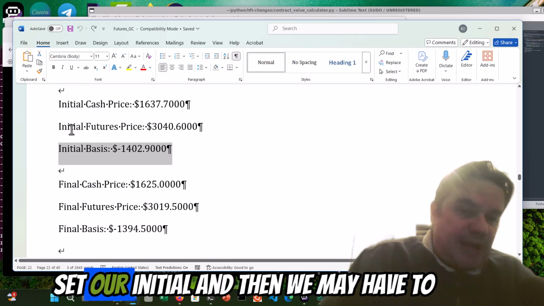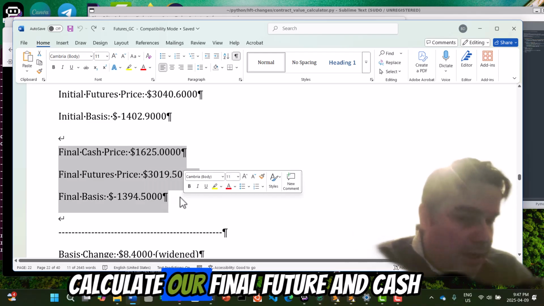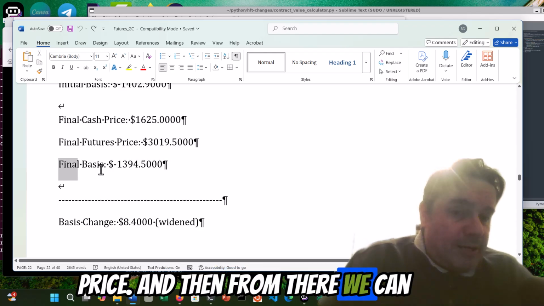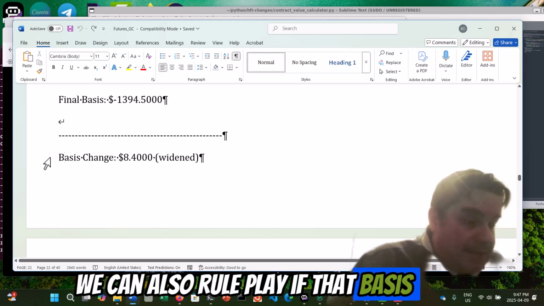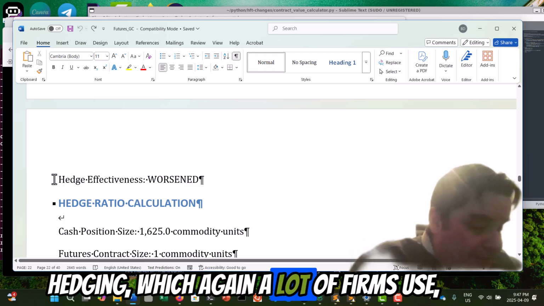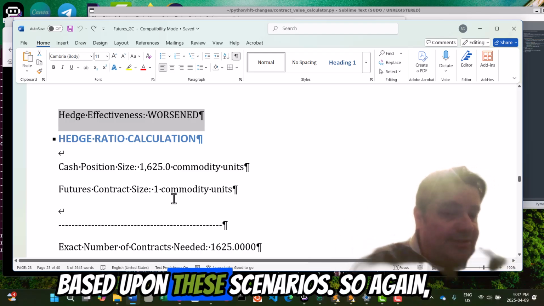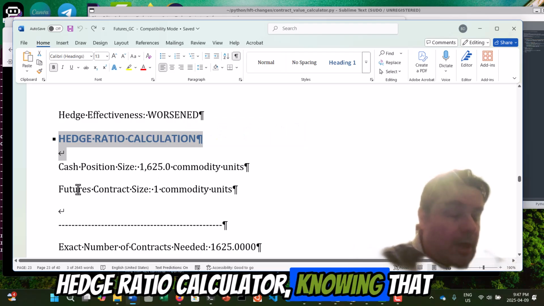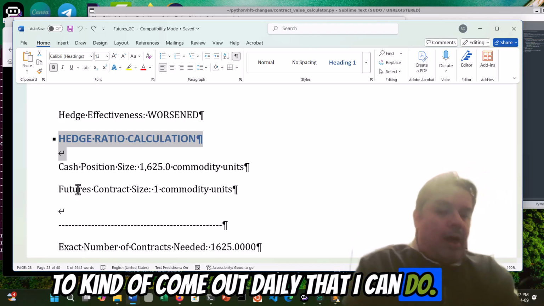So here we set our initial, and then we may have to calculate our final futures and cash price. And then from there, we can calculate our final basis as well. And we can also role play if that basis widens against us. So if we're doing the hedging, which again, a lot of firms use, will it worsen or will it improve? Okay, based upon these scenarios. So again, we can use things like a hedge ratio calculator, knowing that there are reports in there that are going to come out daily that I can do.